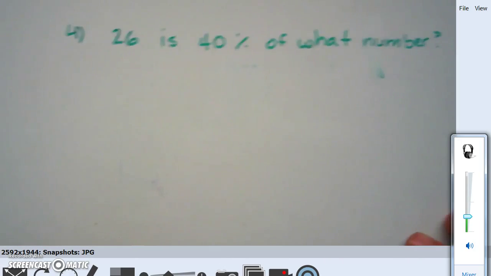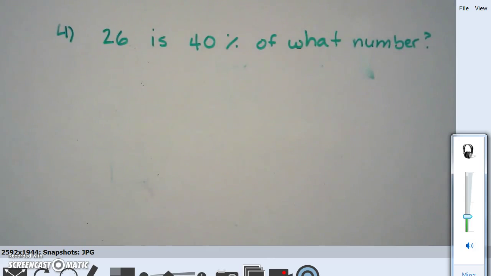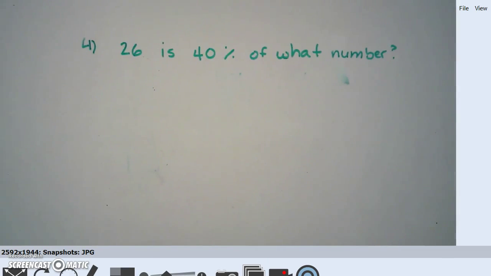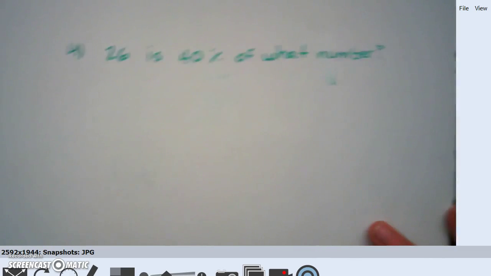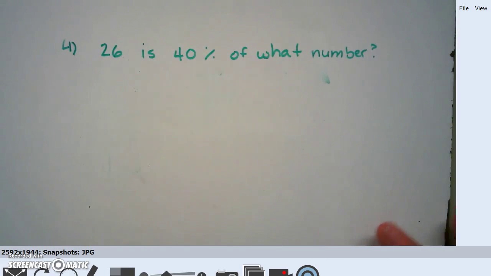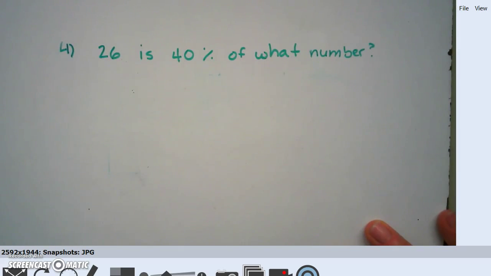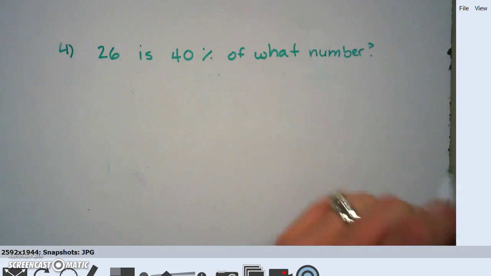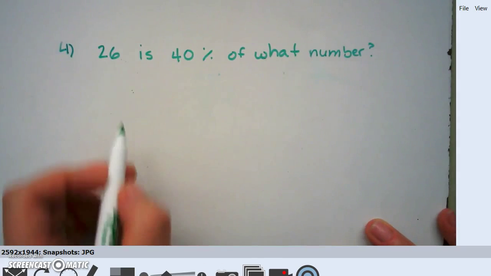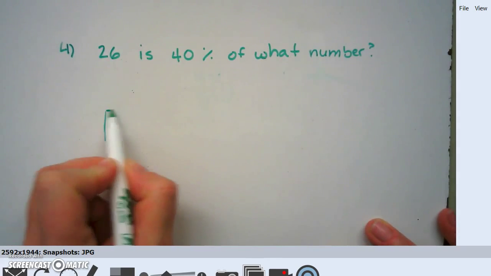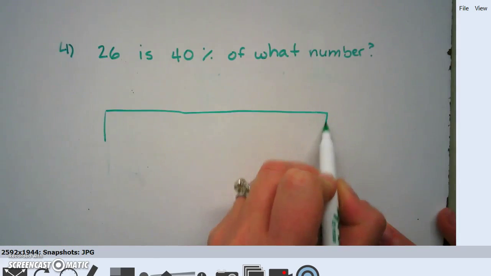Okay, if I want to solve this problem, there are a few ways I can solve it, and I know that some of you are familiar with setting this up as a one-step equation. If you know how to solve this using that method, that is fine, but because this unit we're studying rates, ratios, and percents, I'm going to solve this problem using a bar diagram. And I'm going to start like this.